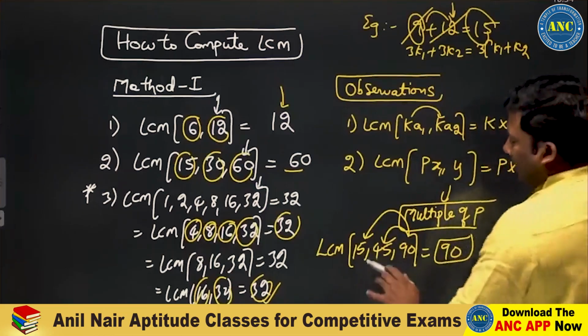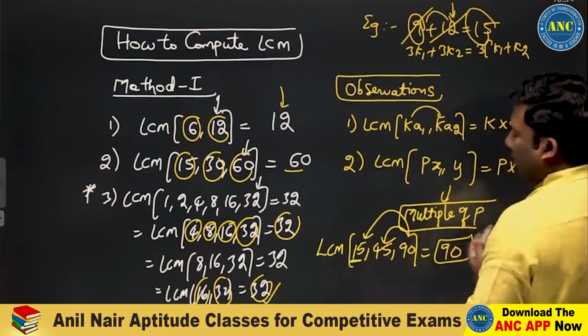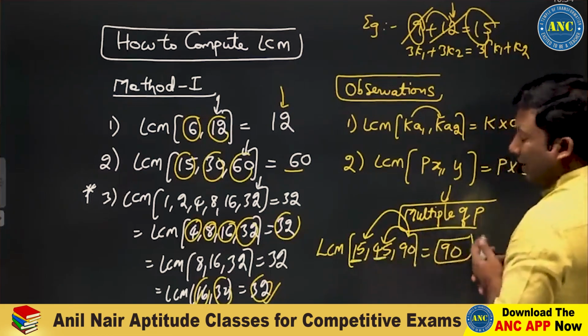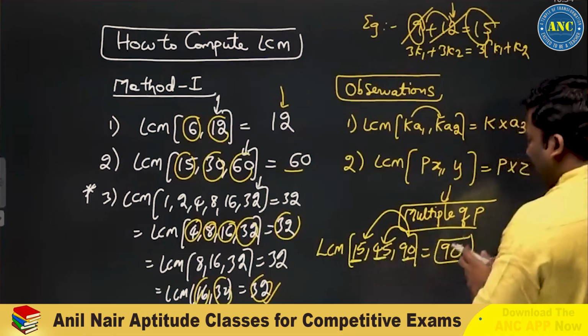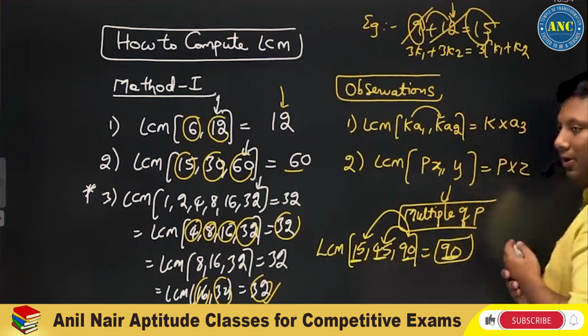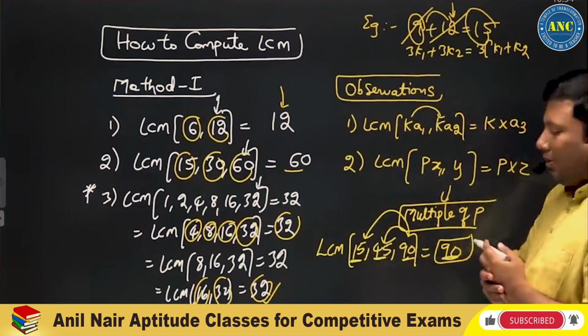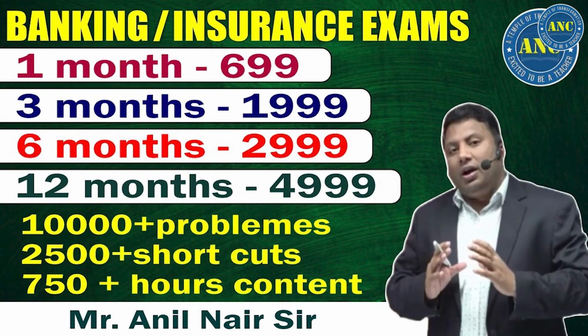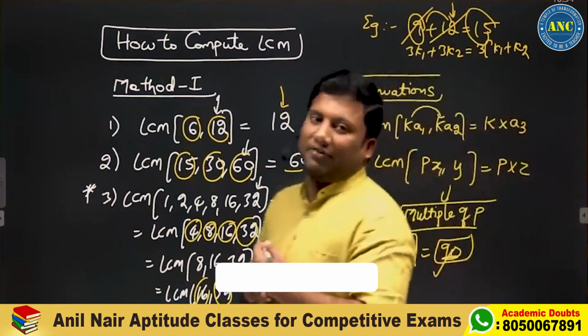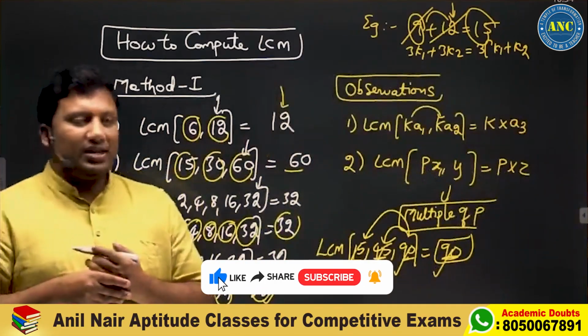Another thing, if you observe, this is divisible by 3, this is divisible by 3, this is divisible by 3, and the answer is divisible by 3. This is divisible by 15, this is divisible by 15, this is divisible by 15, and the answer is divisible by 15. I hope the idea is clear.